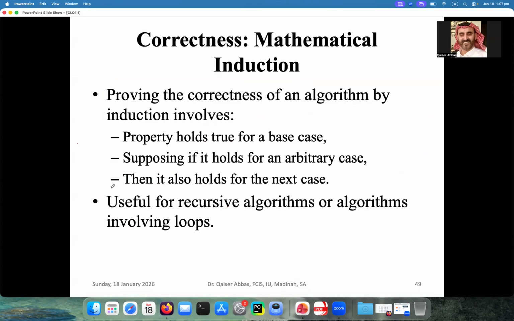Okay, now how can we prove that the algorithm is correct through mathematical induction? How many of you already know what mathematical induction is? Raise your hands.